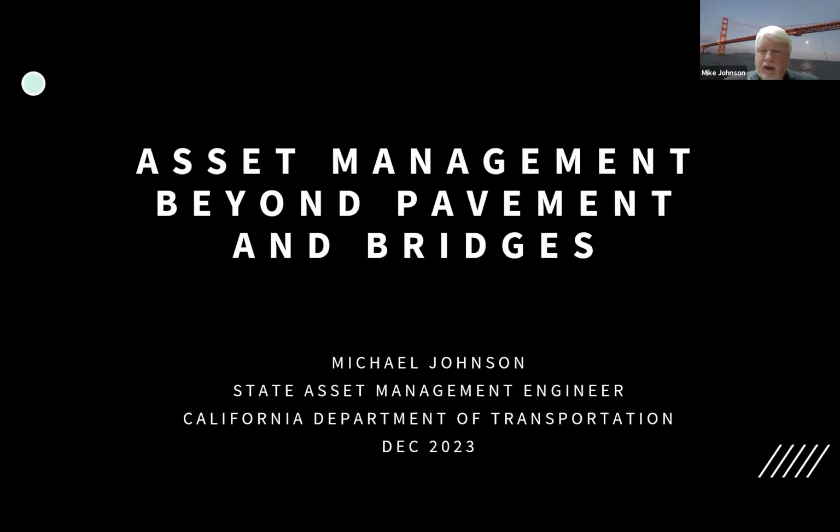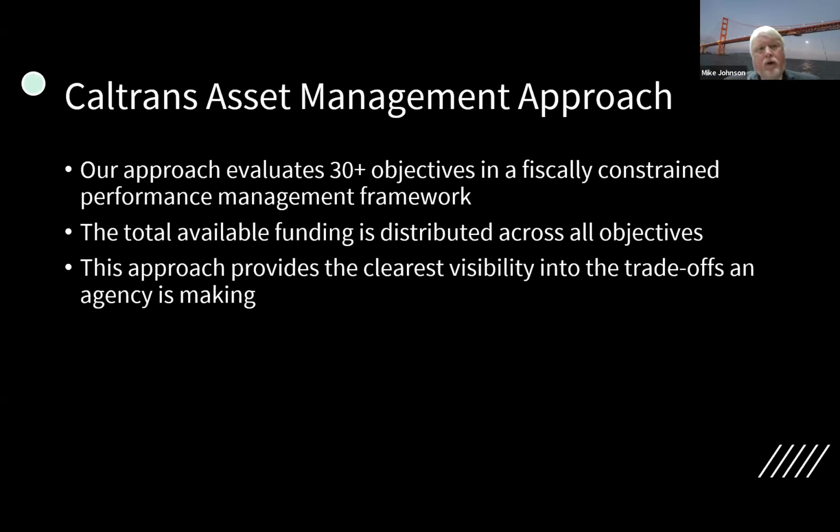I'm the Caltrans State Asset Management Engineer, and I'll run through a quick presentation on what we're doing beyond just pavements and bridges. In general, our approach looks at about 30 different performance objective areas, and we develop both an unconstrained and a constrained framework and estimates for these things. By doing this, it gives us the most insight into the decision making that we have to make as an agency, because the funds that we're managing are distributed across all 30 of these things. They're not just distributed across pavements and bridges.